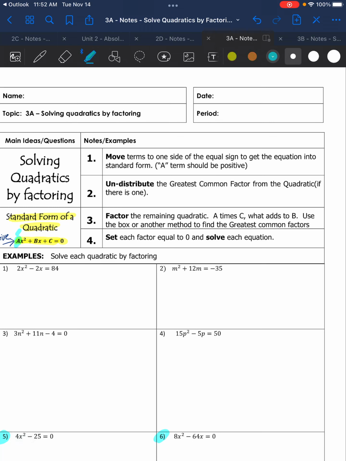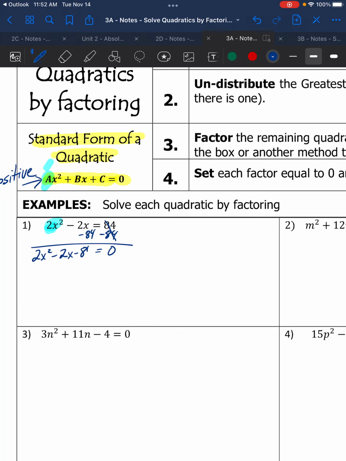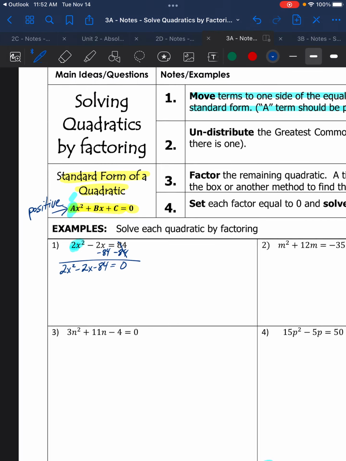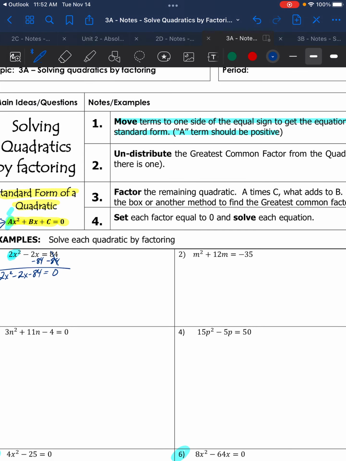So number one, we move terms to one side of the equal sign to get the equation in standard form. A should be positive. Right now I'm looking at my a term, that's the x squared. There's no other x squareds in the problem. My a is positive 2. So I'm going to move all the terms to that side. I'm going to subtract 84 and subtract 84. There are no like terms with the constant 84. So it's going to be 2x squared minus 2x minus 84. Okay, so that's in standard form.